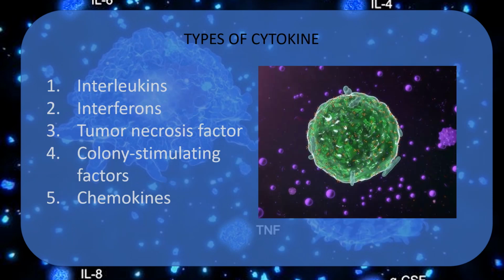Next are the types of cytokines. There are five types: interleukins, interferons, tumor necrosis factor, colony-stimulating factor, and chemokines. Let's see them one by one.